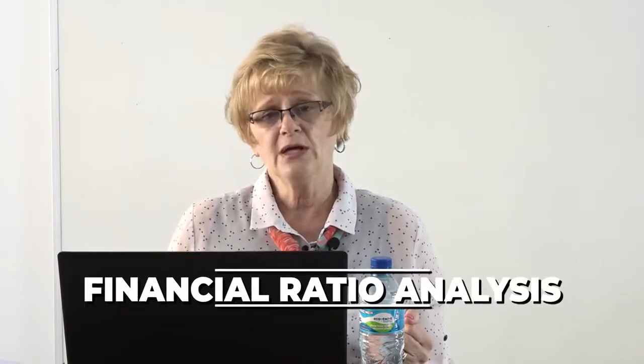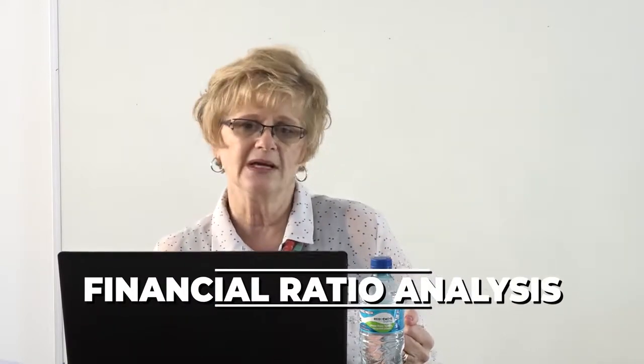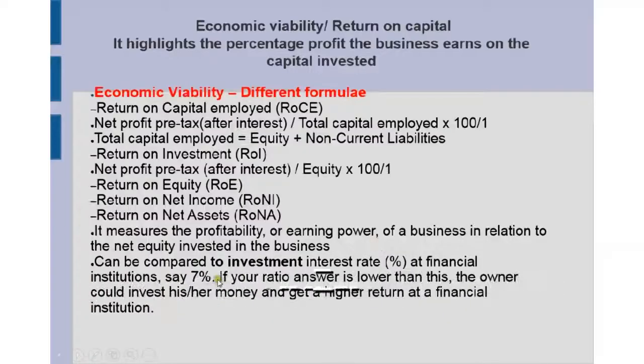And if they're asking you to comment on these results that you have found in your calculations, this is now the one that you can compare to the investment percentage that you can get at a financial institution. Let's say the investment percentage is, at this stage, about 5 to 7%. Now you can see if your answer was lower than this 5 to 7%, it will be better for the owner to stop this business completely, to take his money out and to invest it at a financial institution. He will actually get a higher return. So this will be the part where you now comment on the answers that you got.